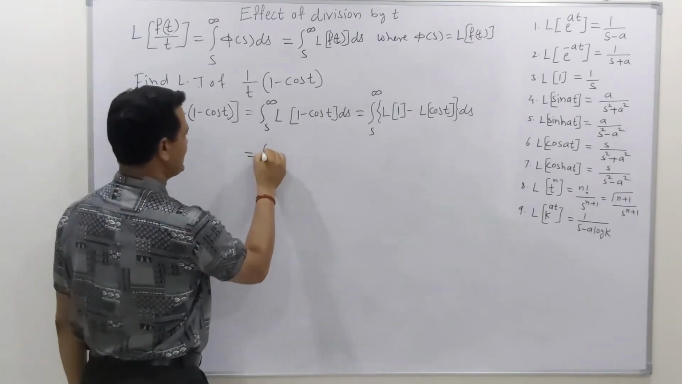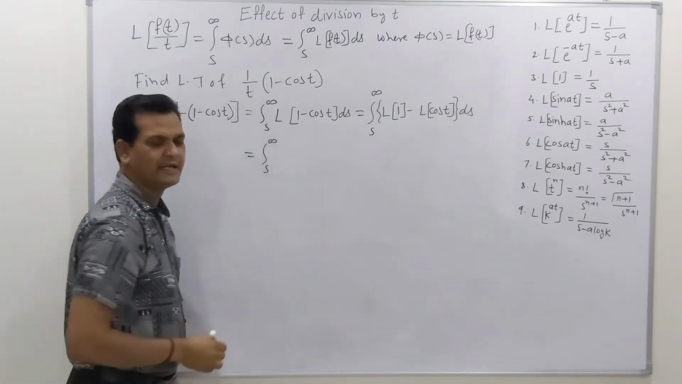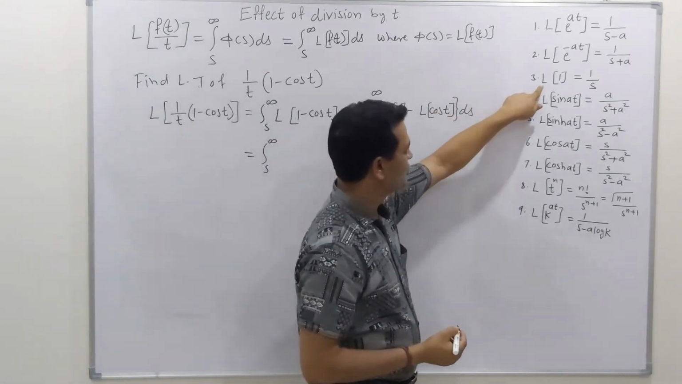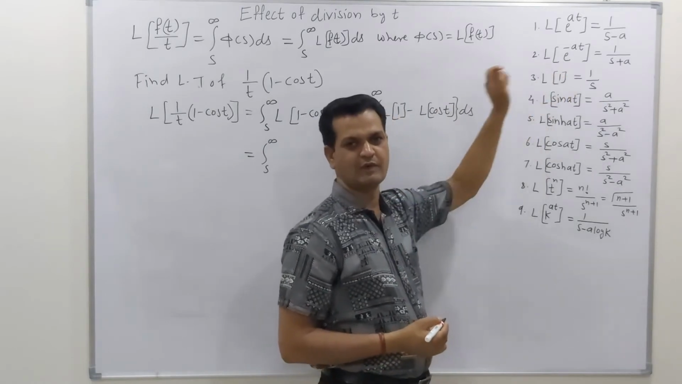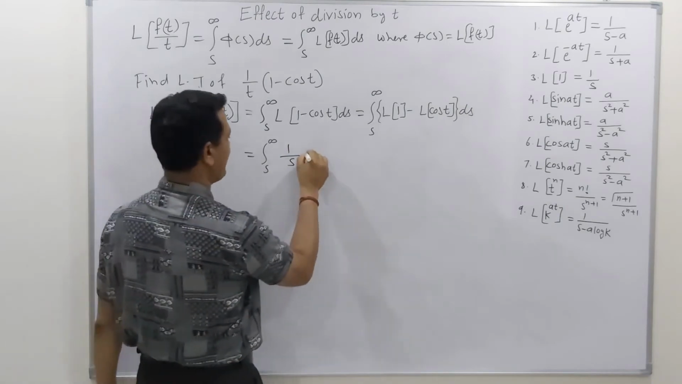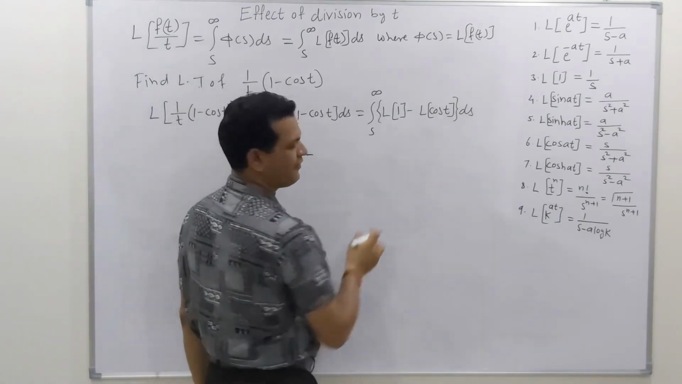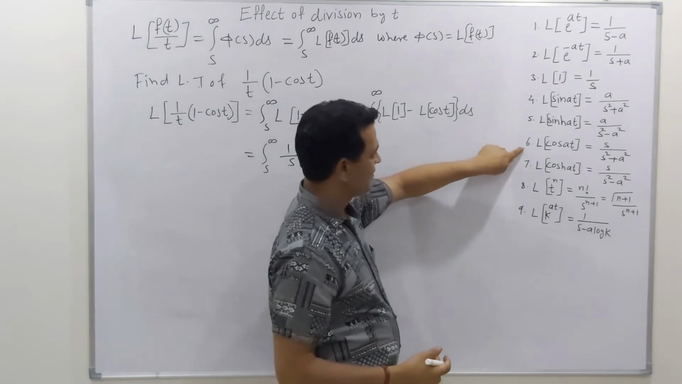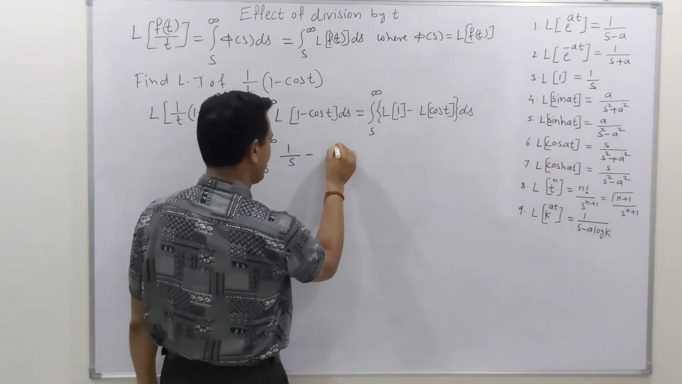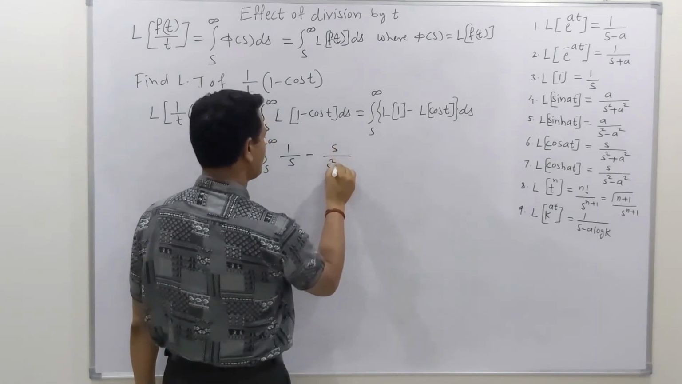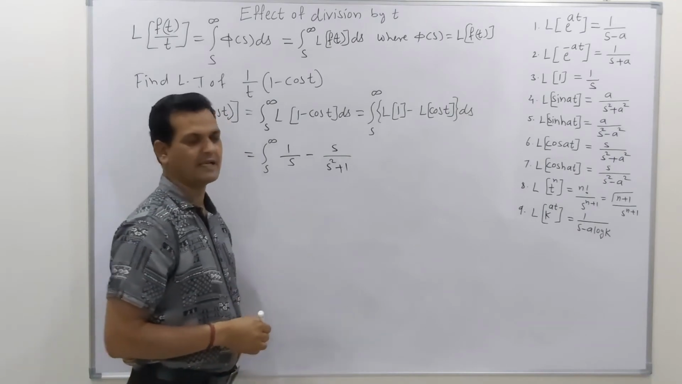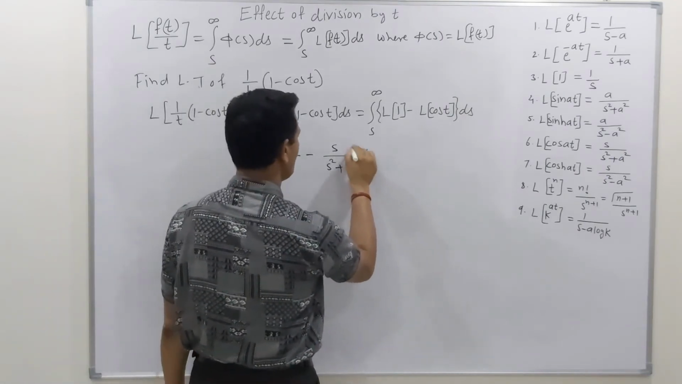So once again, if we simplify this, then we get integration from s to infinity of the Laplace transformation of 1, which according to the standard result is 1 upon s. So we can write this as 1 upon s minus the Laplace transformation of cos t. This result is applicable: cos of at is s upon s square plus a square. The value of a is 1, so we can write this as s upon s square plus 1, into ds.